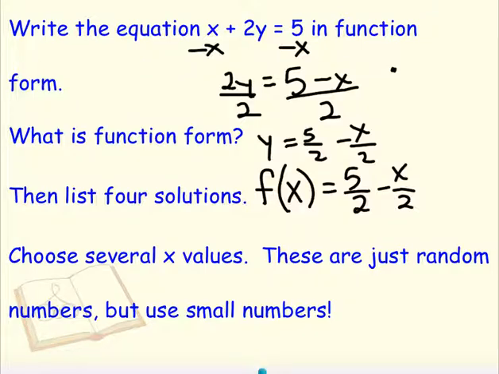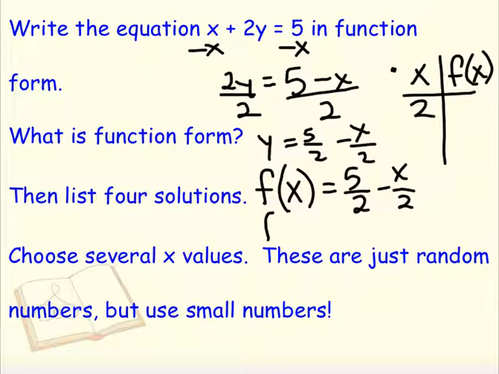If I were to do a normal table, I would say I have x, and instead of just y, I would say this is f of x, because I have done a function on x. So if I want x to be 2, I would say f of 2. I'm going to do a function on 2, and that means I'm going to do 5 over 2 minus 2 over 2. I'm doing a function on 2, my x value, which means that I get 3 halves.